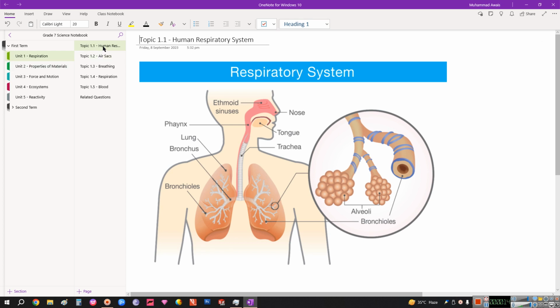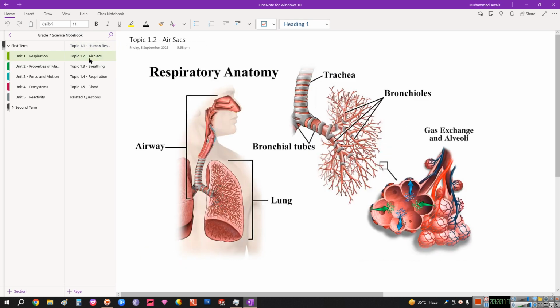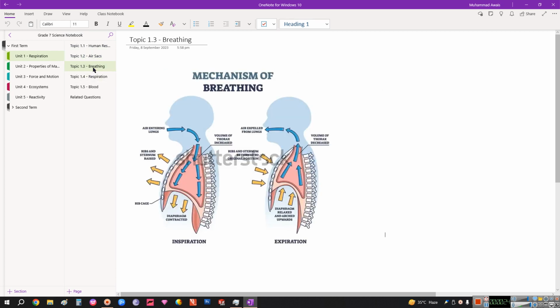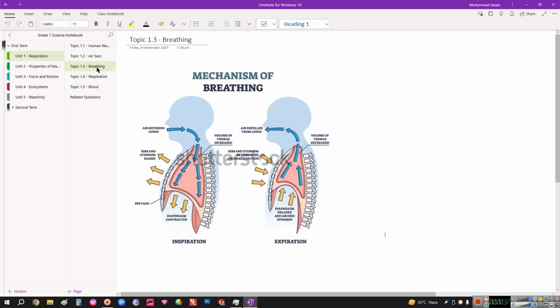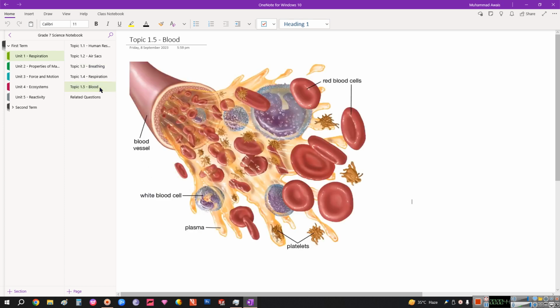Our first unit is divided into 5 topics: the human respiratory system, the air sacs, which are further involved in respiration, and then we will try to understand the process of breathing, and later differentiate the process of breathing from respiration. I would like to highlight that respiration and breathing are two different operations in the body. We're going to end this unit with our topic, which is blood. We'll understand how the blood is involved in the process of respiration.